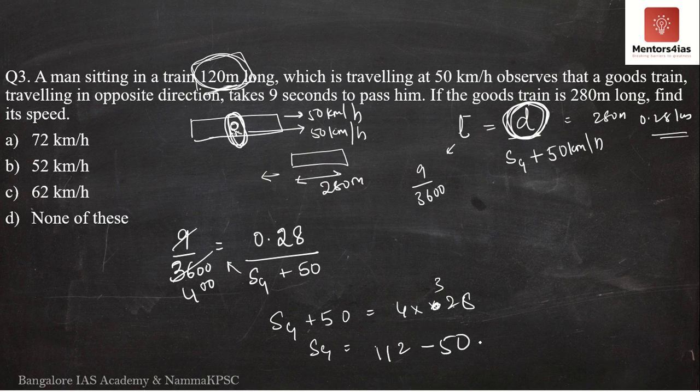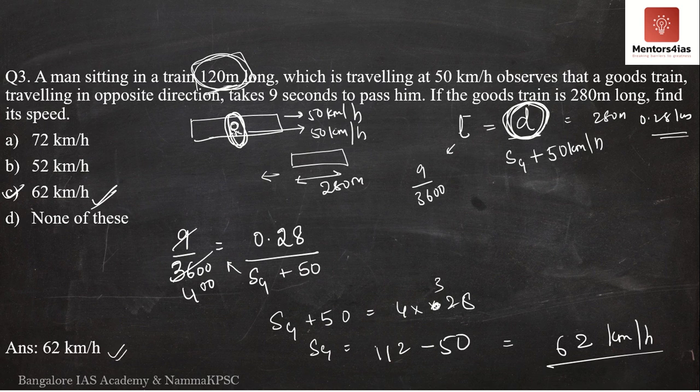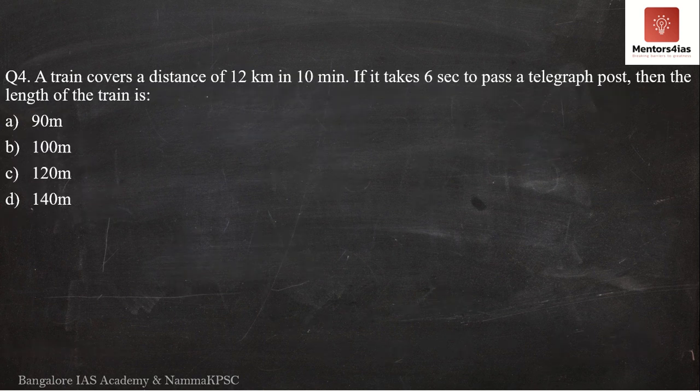112 minus 50 is what? 11 minus 5 is 6, so it is 62 kilometers per hour. Therefore, the speed of the goods train is 62 kilometers per hour, and the correct option is option C. I hope you understood this. We'll move on to the next question now.